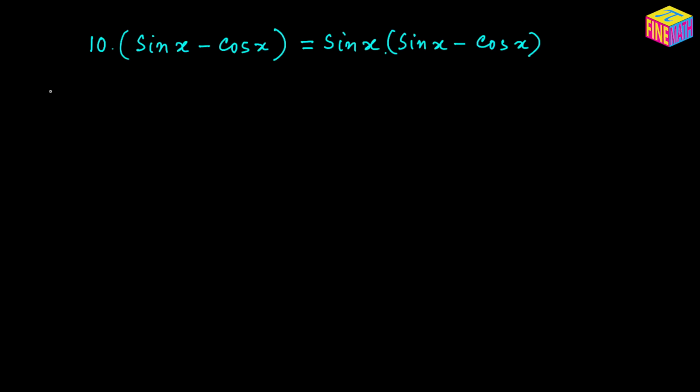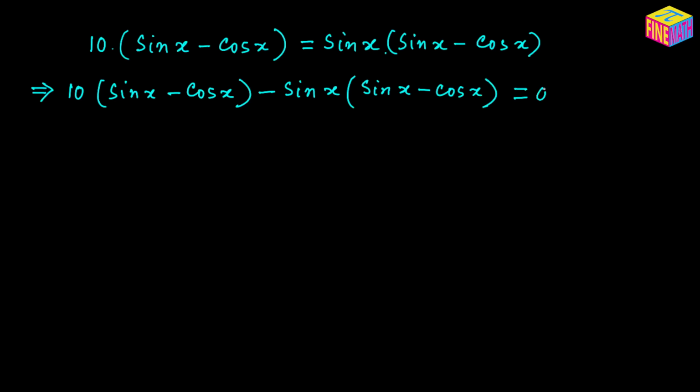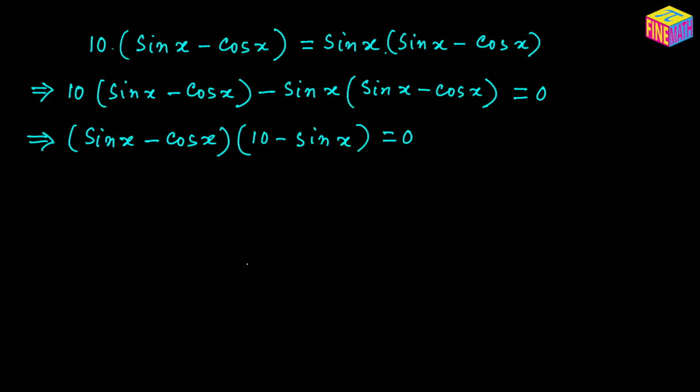Now if we bring everything to the left hand side, how is it going to look? It will be 10 times sine of x minus cosine of x minus sine of x times sine of x minus cosine of x, all of that equal to 0. From here if we take one common factor out, which is sine of x minus cosine of x, we are going to be left with 10 minus sine of x, all of that equal to 0. From here we have sine of x minus cosine of x is equal to 0, or from the other factor we have 10 minus sine of x equals 0.